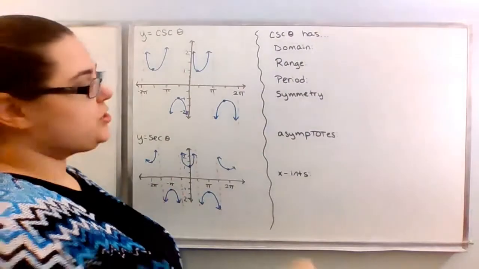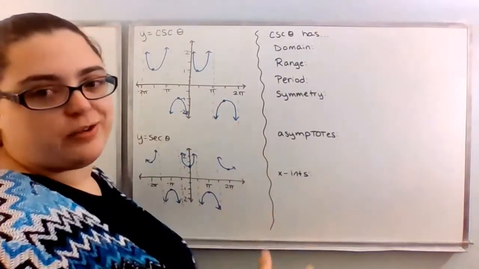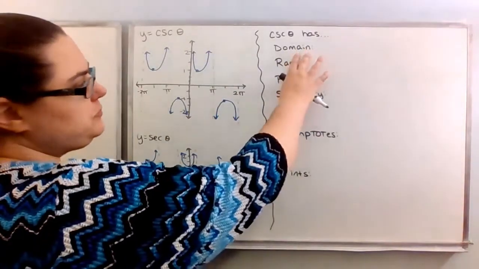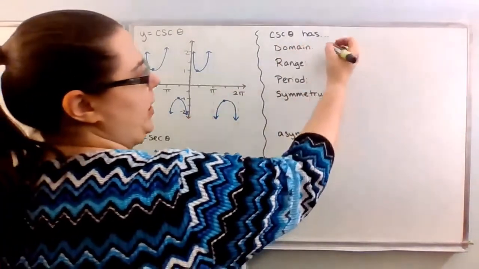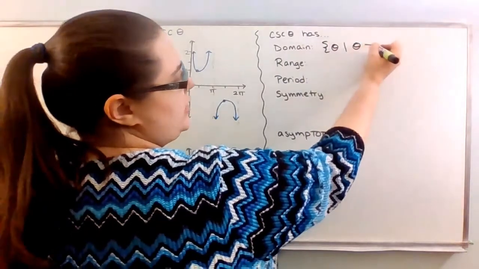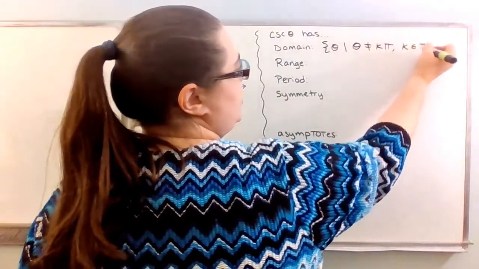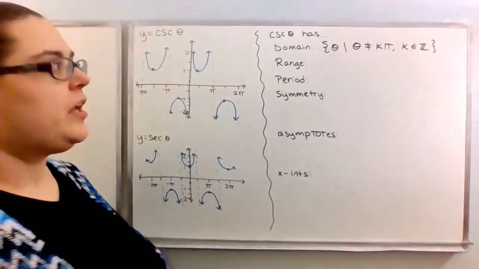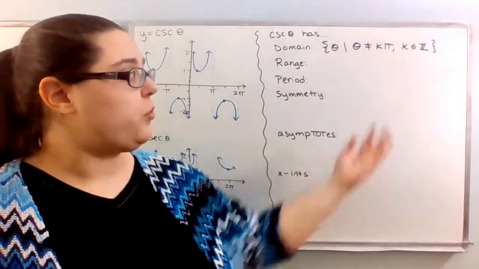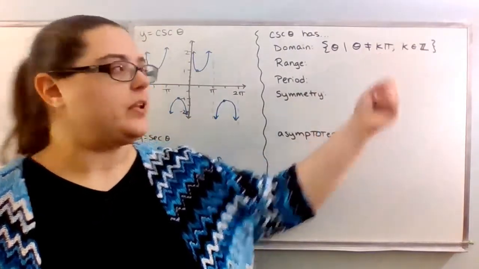But we have these asymptotes that are occurring on the pi's, basically, right? 1 pi, 2 pi, 3 pi, and so on. So for the domain, I'm going to say that our domain is going to be all theta, so that theta is not k pi, where k is an integer. In other words, we're allowed to have any value that we want for our argument, except for a whole number, positive or negative, multiple of pi.